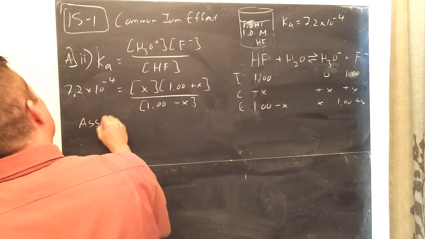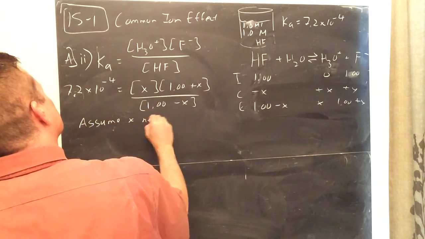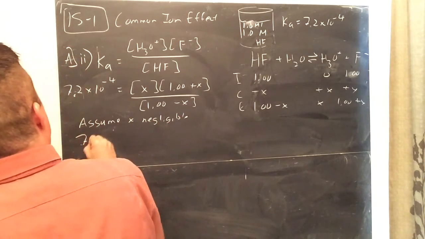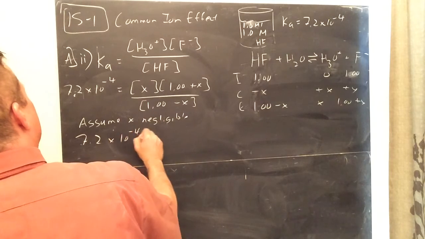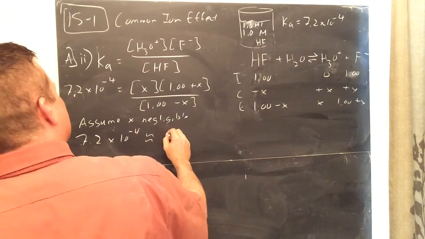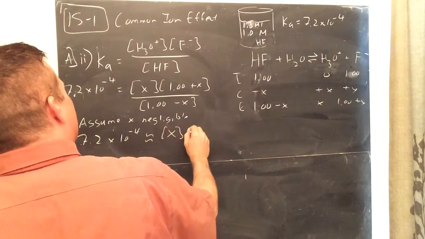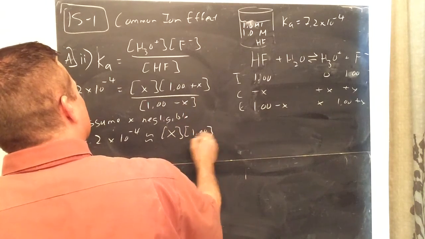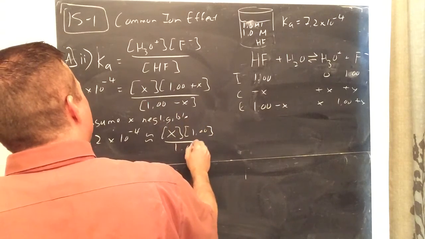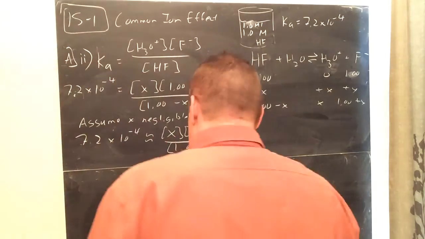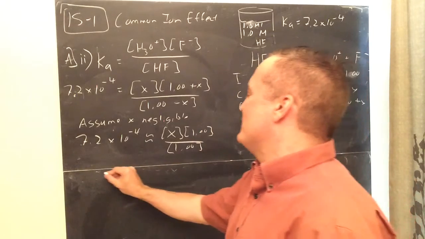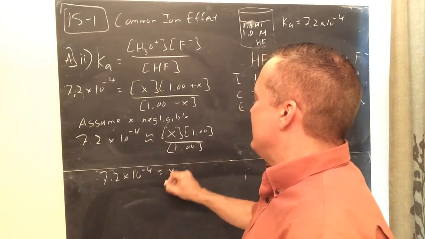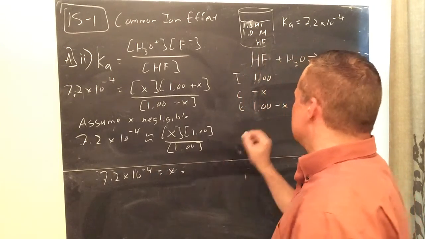But guess what? You still get to assume X is negligible. And then 7.2 times 10 to the negative 4 is approximately going to be X. Now look at this on the top. Isn't this amazing? You'll love this math. 1 over 1. So guess what? That is X. 7.2 times 10 to the negative 4 equals X in this problem, which is your H3O.